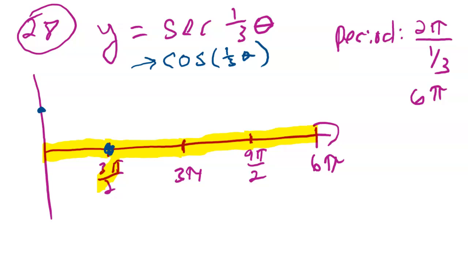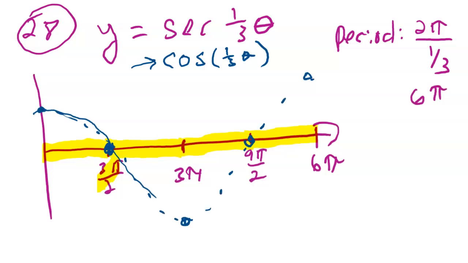When you plug in 3 pi, you get 1/3 of 3 pi, which is just pi. Cosine of pi is -1. Something like this. I'm going to dash this.